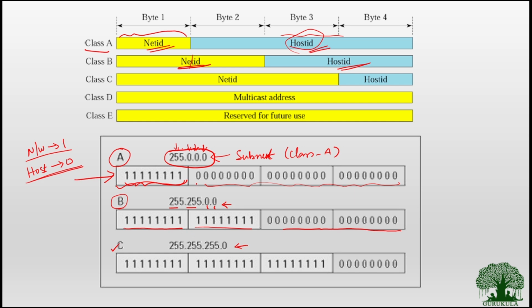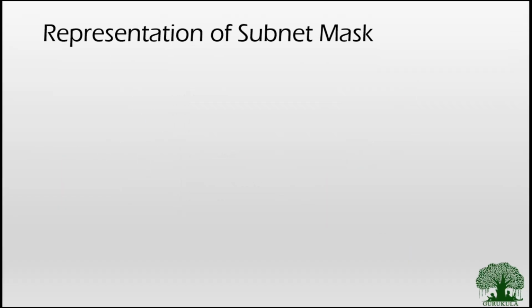In case we are subnetting, then definitely we might have borrowed a certain number of bits from the host ID. So obviously these bits will be represented as 1. So there will be a difference in the number of ones compared to the default subnet mask. By using this subnet mask, the system will get to know that subnetting has been performed.